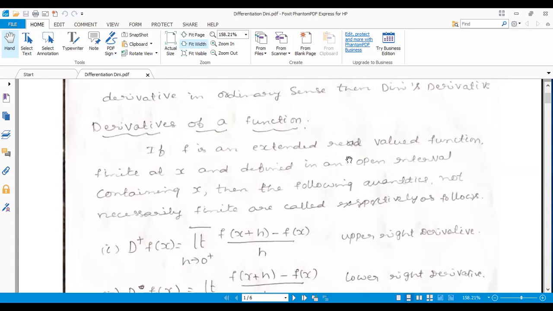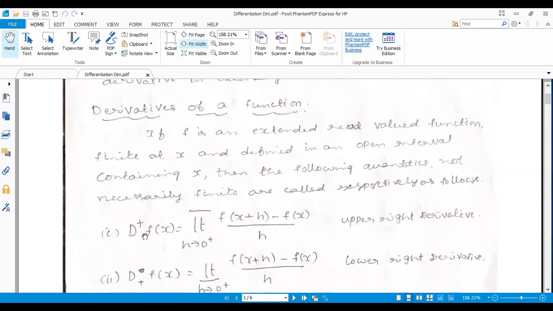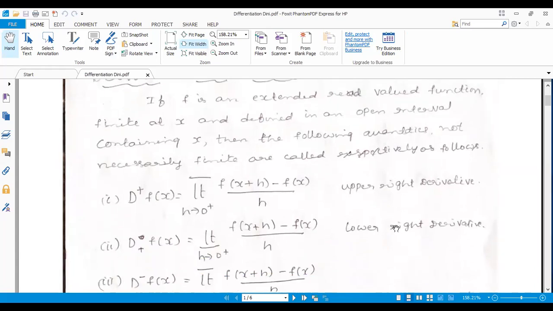Here, these are the four derivatives. D plus f, that is, the limit superior as h tends to 0 plus of f of x plus h minus f of x divided by h. Here we take the superior limit. This is known as the upper right derivative. Similarly, D_plus f of x, the limit inferior as h tends to 0 plus of f of x plus h minus f of x divided by h, is the lower right derivative.